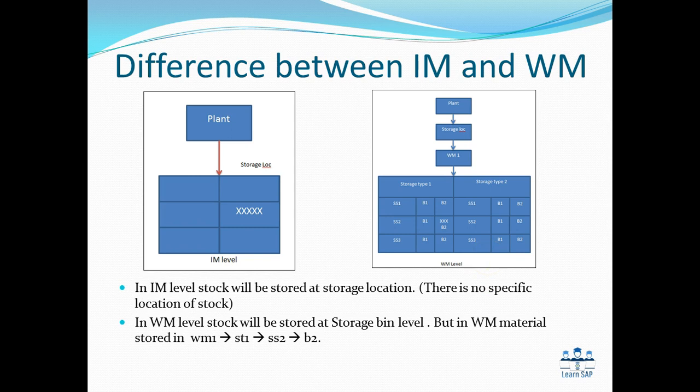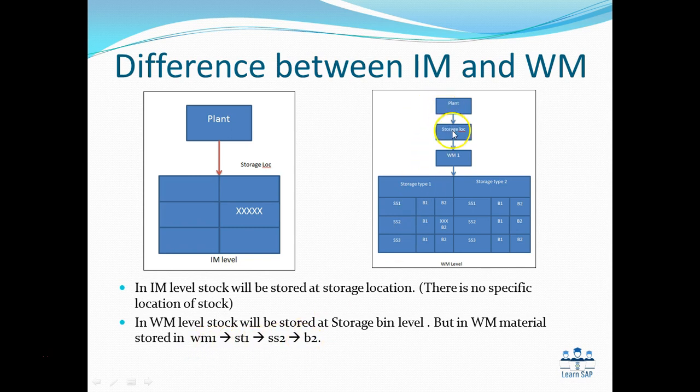Here we are going to see the difference between inventory management and warehouse management. For example, this is the inventory management level and material is stored in a storage location. When the user comes to check the material, he doesn't know where the material is stored. So he will go everywhere and search for the material. He will get the material from here. At the same time, if warehouse management is implemented, then he will know exactly where the location is. So it is stored in WM1, ST1, SS2, B2.